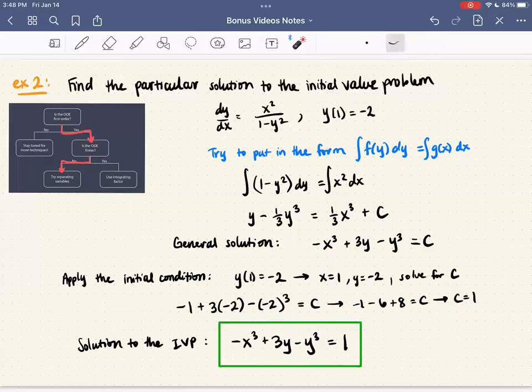Again, this is another example where my solution is in implicit form, because I have a y and a y cubed, and I'm not going to go out of my way to get y by itself here. So I'll just leave it like this.